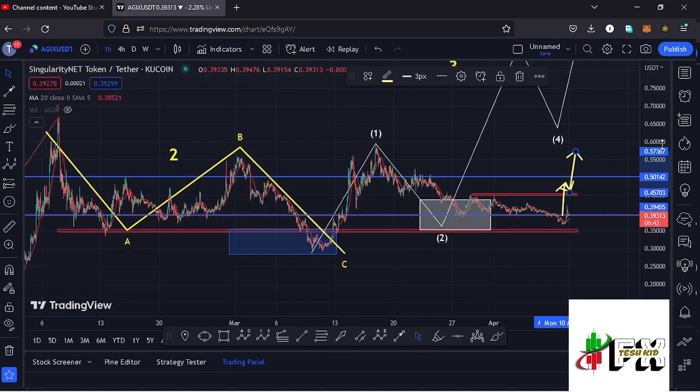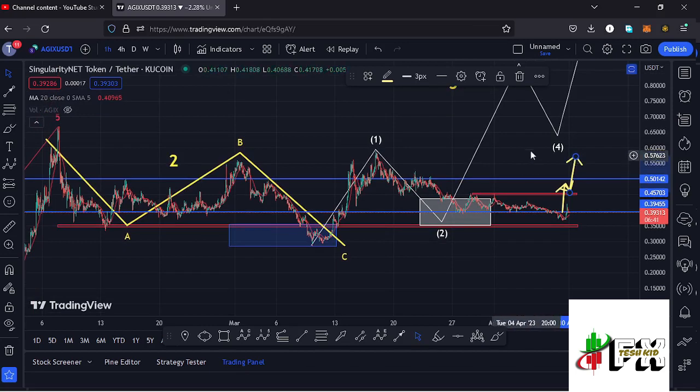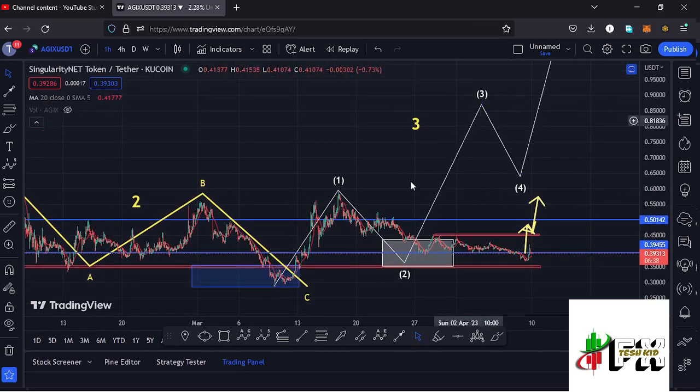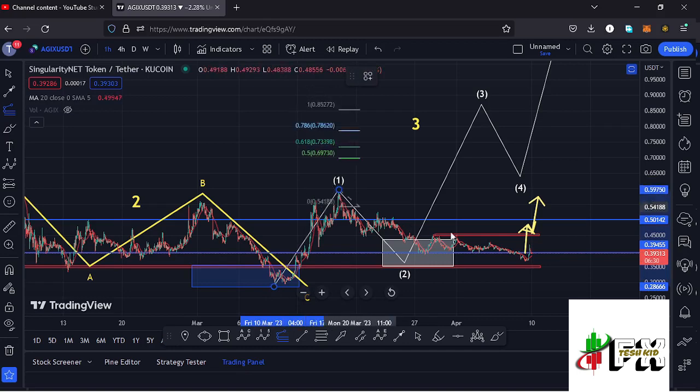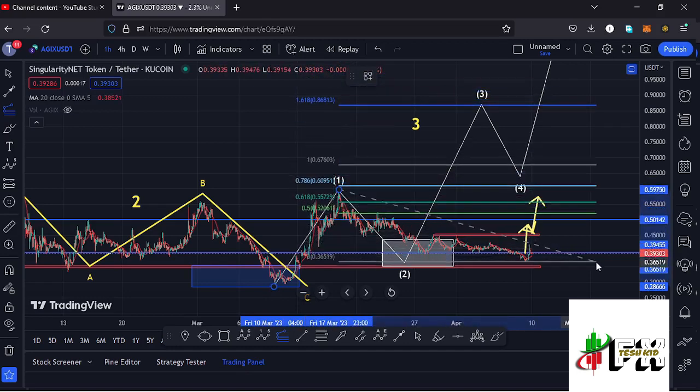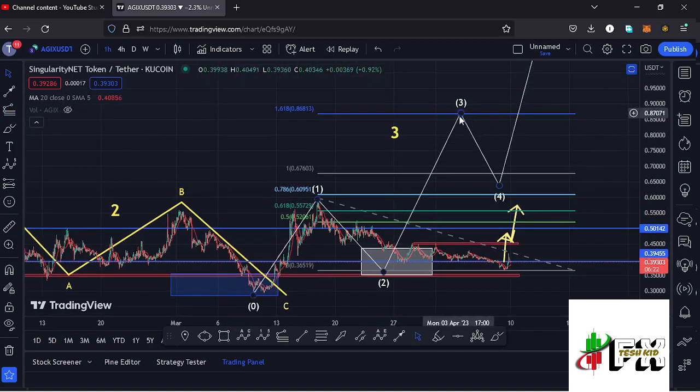Giving you my minimum target area in the formation of this wave 3 using the trend-based Fibonacci, connecting it from the low of the first wave to the high of that wave 1, then dragging the fibs to the low of the second wave. That now gives me a target area in the formation of that wave 3 at the fib level 1.618, and that is at around the $0.86813 mark, and that is the minimum that I'm expecting AGIX to do here on the short-term scenarios. So that is what I'm expecting both on the long-term scenarios and also on the short-term scenarios.